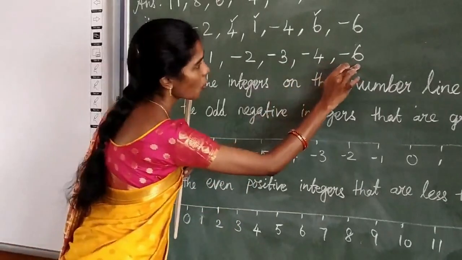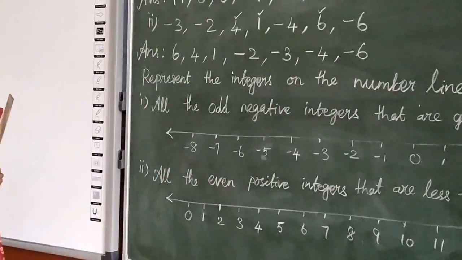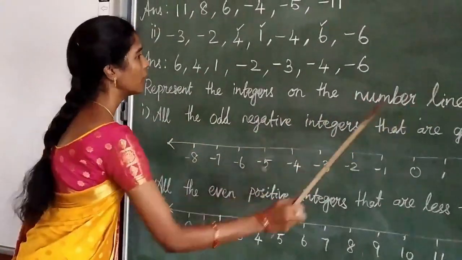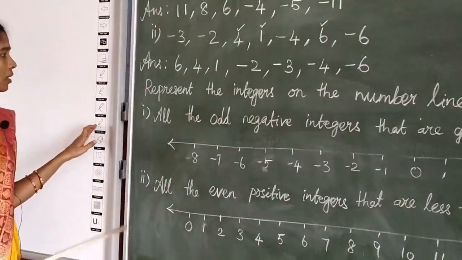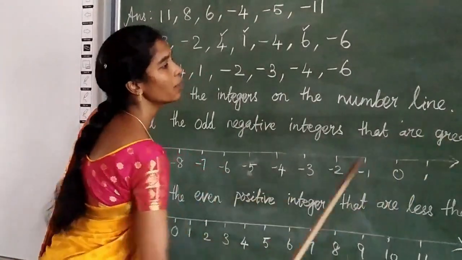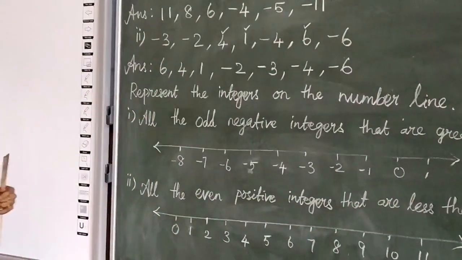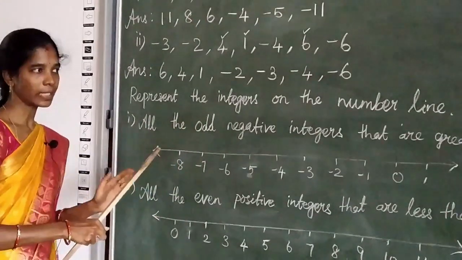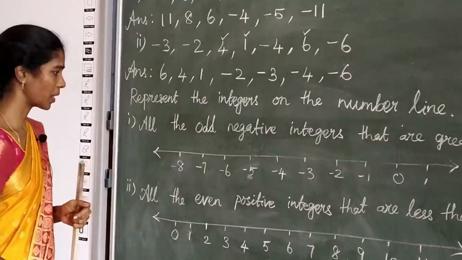Minus 6 is the smallest number. Okay. Next, represent the integers on the number line. The question is given: all the odd negative integers that are greater than minus 8. So, we have to represent the negative integers that are greater than minus 8 on the number line.